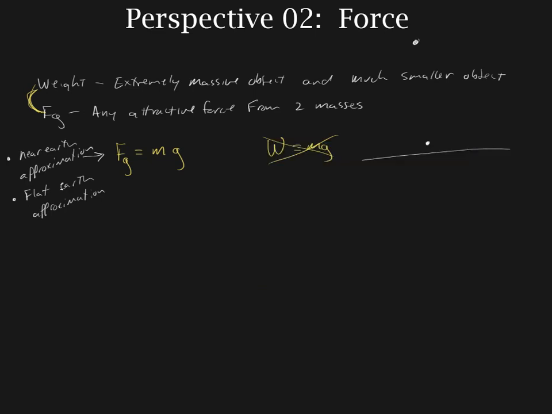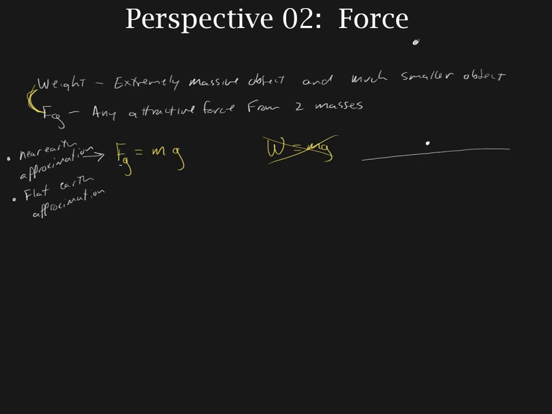The reason we go from flat Earth to near-Earth approximation is because the Earth is so massive and so large that whenever you're standing on its surface, if you ignore all the hills and the valleys, it appears to be flat. And it would appear that the force of gravity is constant no matter where you are.